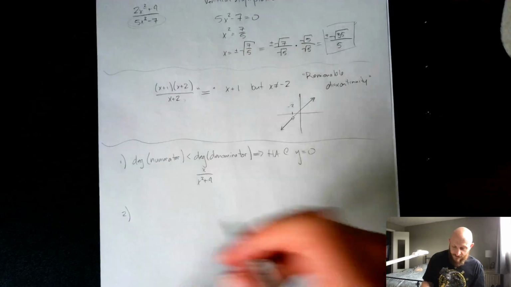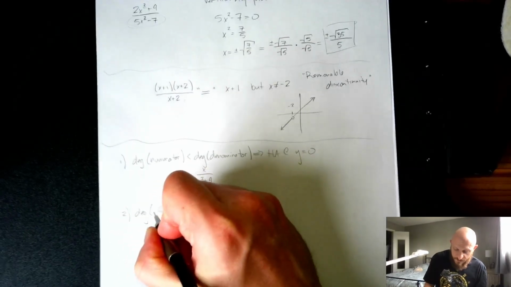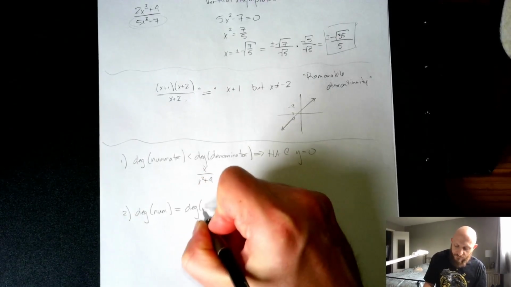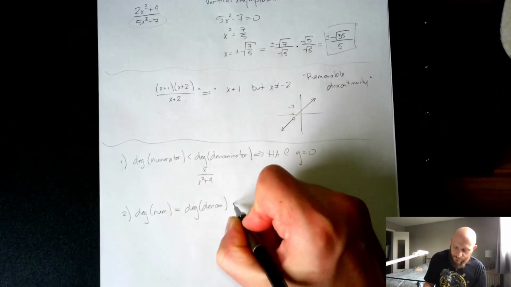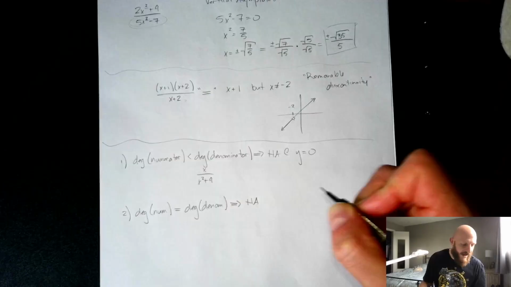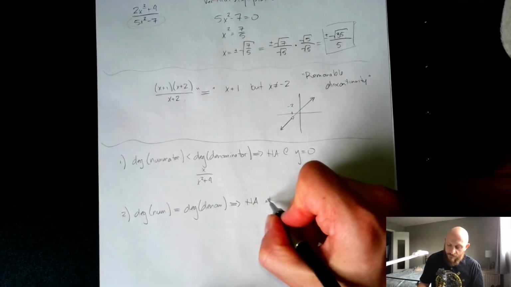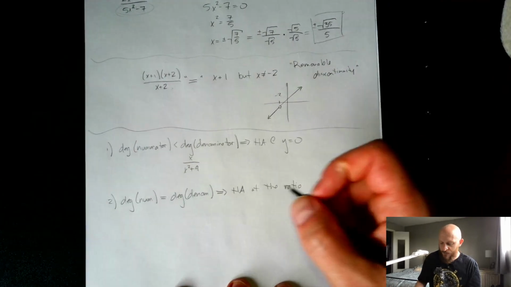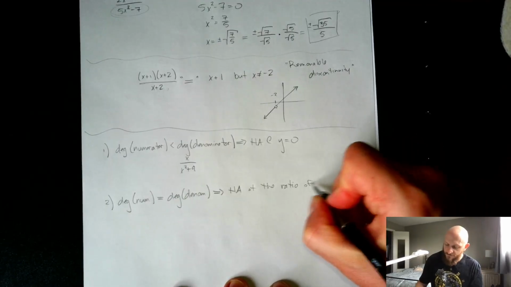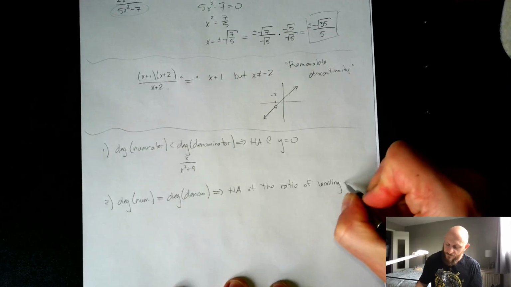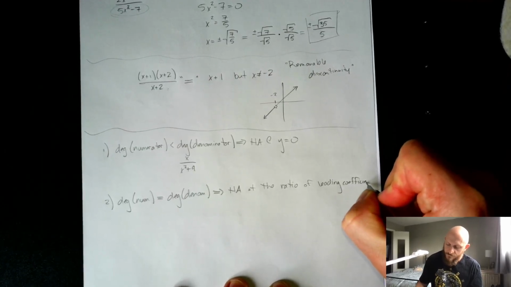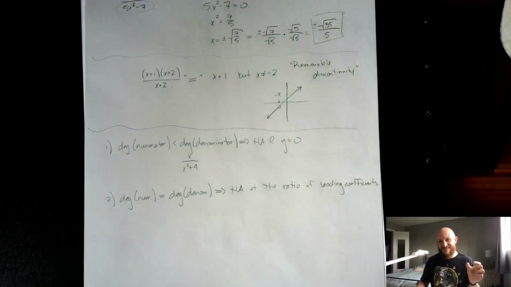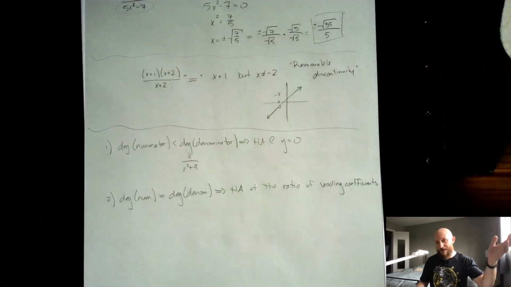Second case is if the degree of the numerator is equal to the degree of the denominator, then there's a horizontal asymptote at, and this might sound a little strange, it'll be really obvious when we look at an example, the ratio of leading coefficients. The leading coefficient of a polynomial is the coefficient that is attached to the highest degree term.